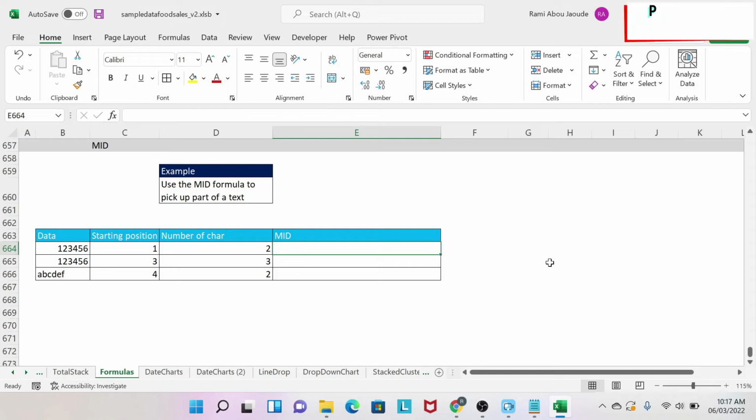The objective of this lesson is to understand the mid formula in Excel. The mid formula basically allows us to pick up a subset of the content of a cell. For example, if I have a cell like this and I want to take the 3 and the 4 from this cell, I could use the mid formula.